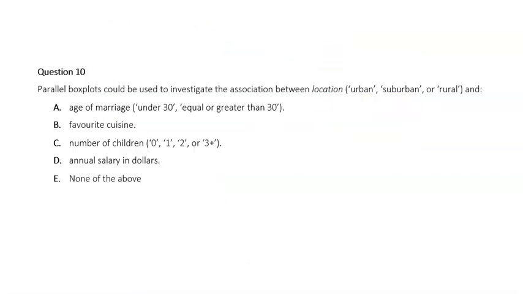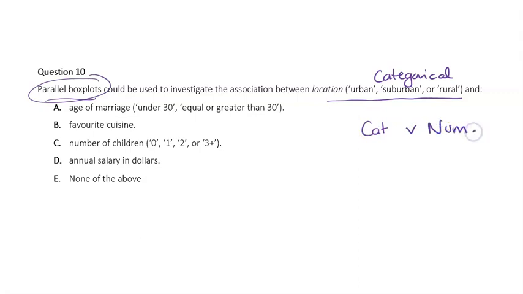The final multiple choice question, number 10. Parallel box plots could be used to investigate the association between location, given as urban, suburban, or rural, and so here we have categorical data. And remember, when you are looking at parallel box plots, like the question above, we want to do a categorical versus a numerical set of data variable. So we need our second variable here to be numerical. Age of marriage given as under 30 or 30 and over is putting it into categories. It's ticking a box. So A is a categorical data set and not appropriate.